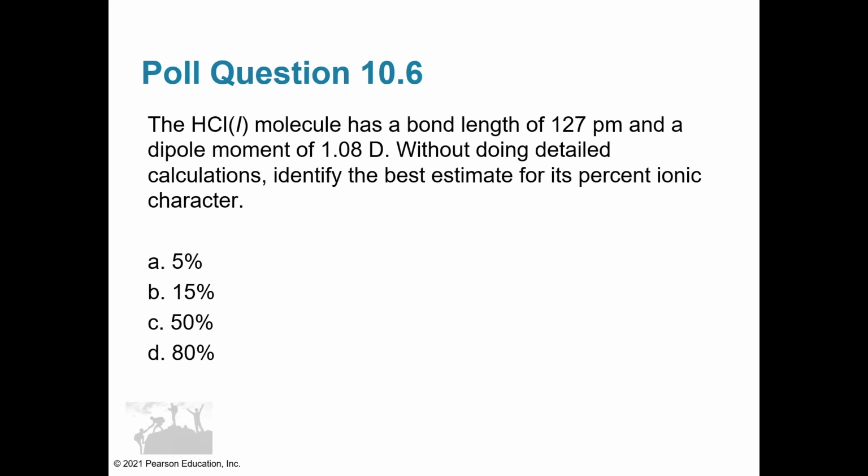With this question, you're going to need the graph from the previous slide to answer. Here we're specifically looking at HCl with a bond length of 127 picometers and a dipole moment of 1.08 debye. So take a look at the figure from the previous slide to estimate the percent ionic character for HCl. So pause the video, take a look at that, and when you're ready for the answer, click play.